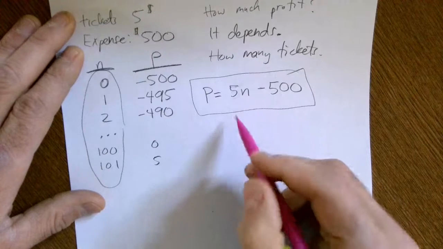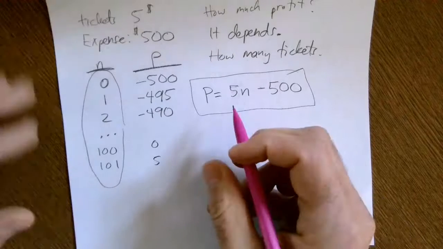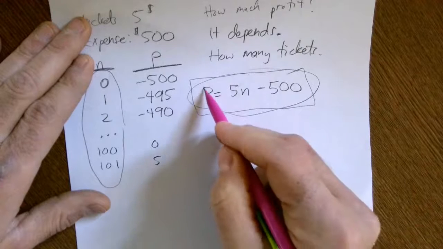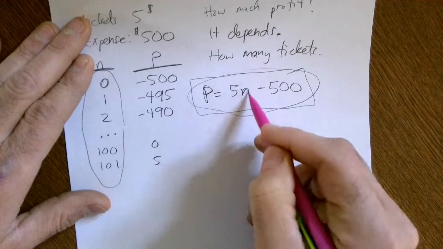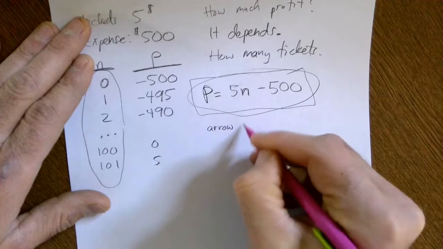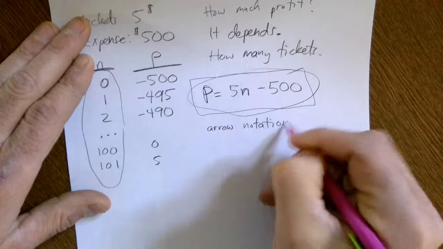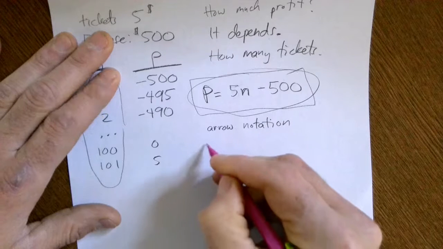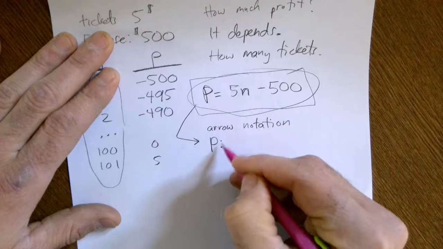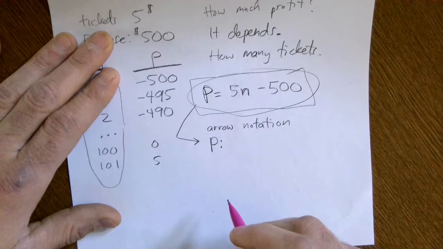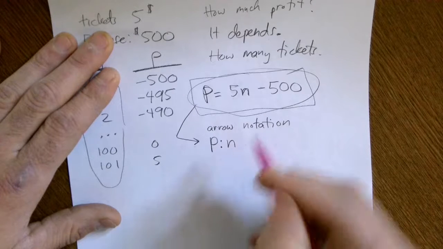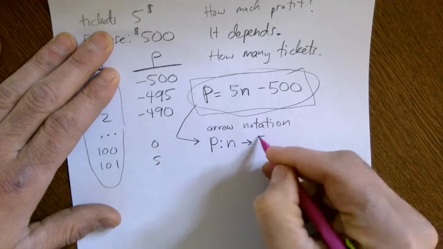Okay? Now, there's more than one way to show this thing. So let me explain. This is fine. It shows profit depending on the number of tickets sold. But then we have something called arrow notation, and I want to explain that to you. Arrow notation looks like this. I'm going to take this and put it in arrow notation. So profit matches to n. So profit has a relationship with n like this.